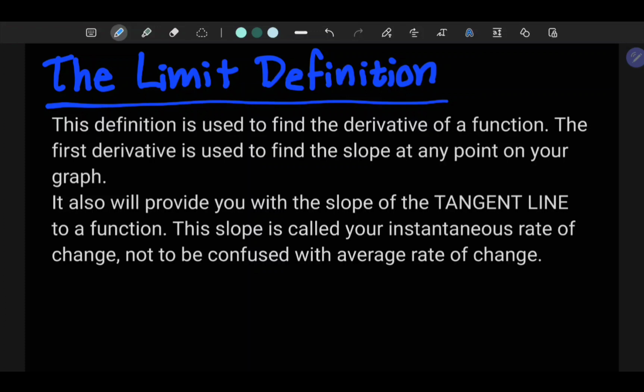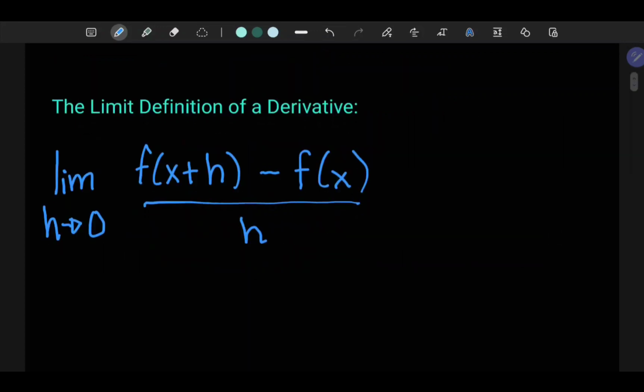But this slope that you find is called your instantaneous rate of change. So do not confuse that with your average rate of change. For the limit definition of the derivative, this is the formula for it. So it's the limit as h approaches 0 of f of x plus h, which is right here, minus f of x all over h.